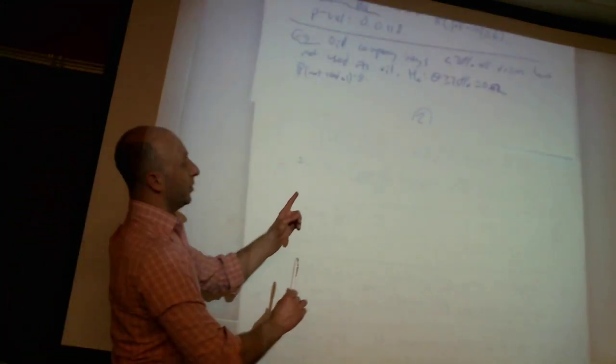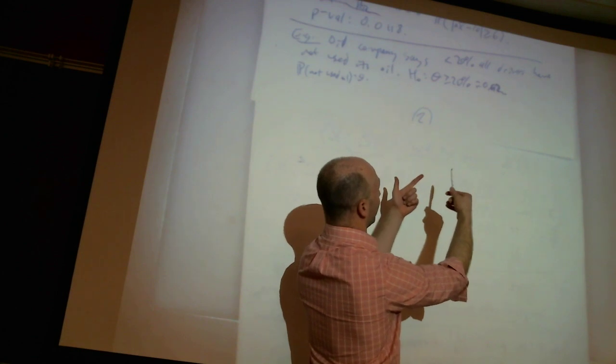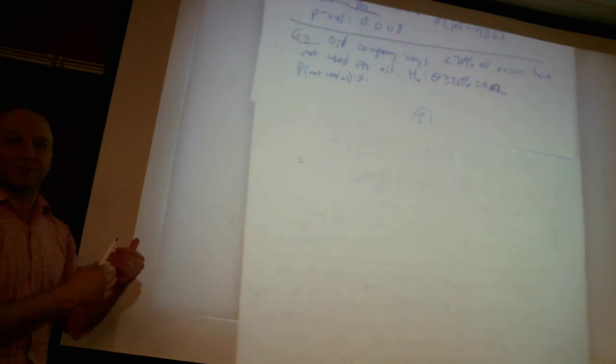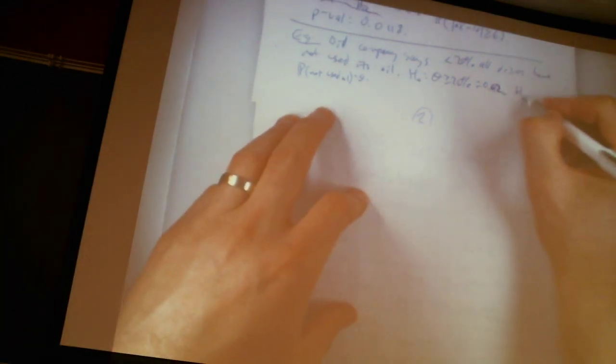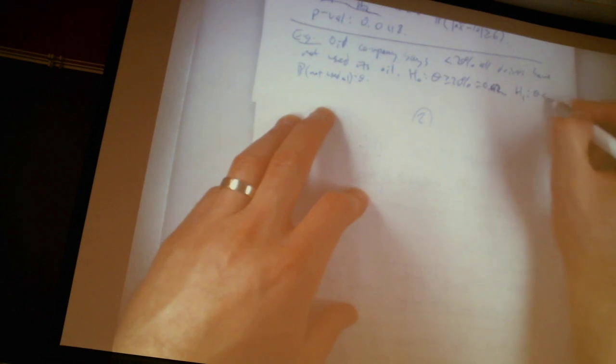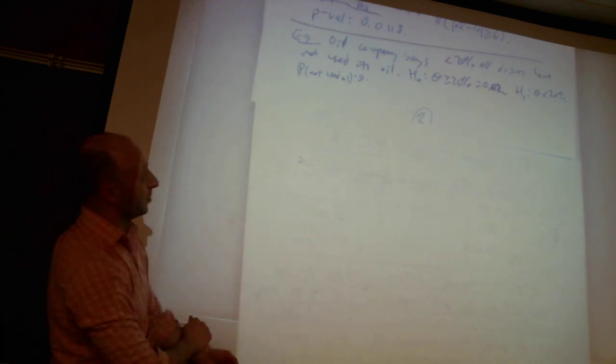That's what we're trying to reject. Okay? If we want to prove this claim, we want to reject the opposite claim. So we want to reject this null hypothesis. And the question is, can we reject this null hypothesis? The alternative hypothesis is what we're trying to show: that fewer than 20% of people have not used its oil.